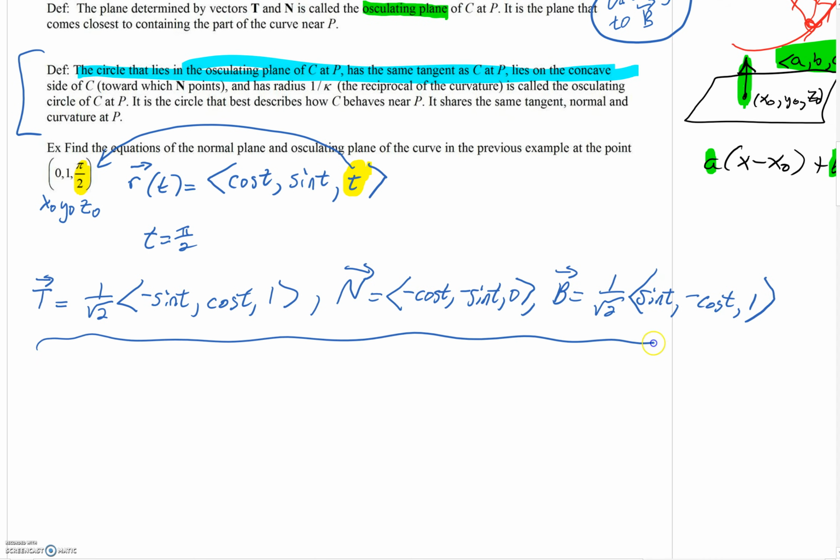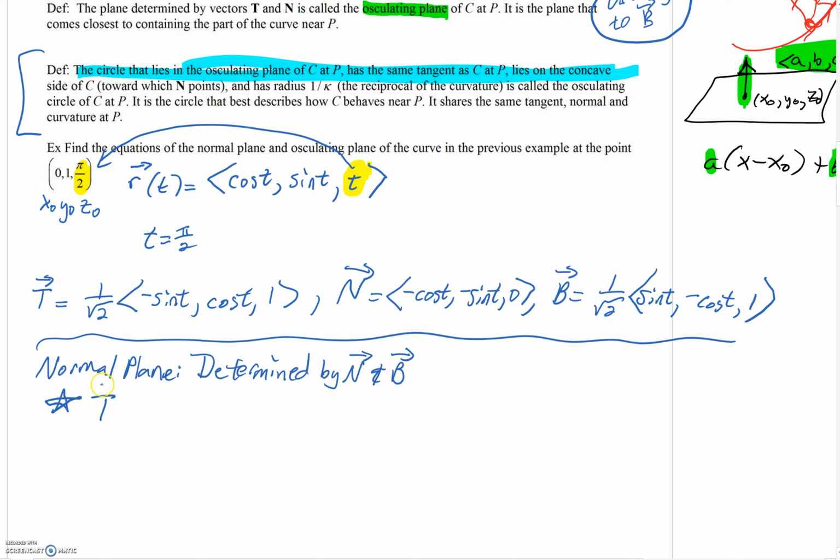So look, first off, we need to find the normal plane. To find the normal plane, that's the one that's determined, or it's going to contain, the normal vector and the binormal vector. And maybe this is the most critical aspect. The third vector in question, that is the unit tangent vector, is perpendicular to the normal plane.